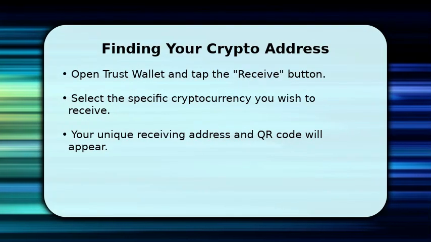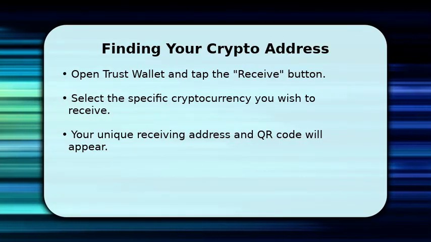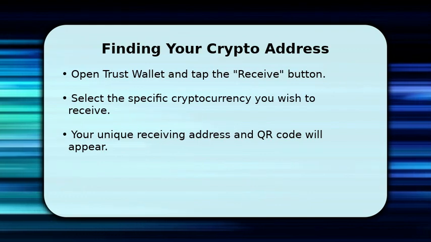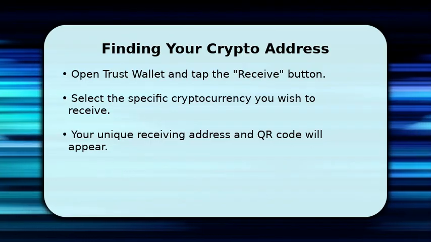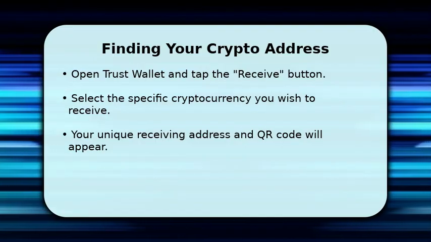To find your address, open the Trust Wallet application on your device. On the main screen, you will see a Receive button. Tap on it. Next, a list of cryptocurrencies will appear. Select the exact coin you want to receive. Your unique receiving address, along with a scannable QR code, will then be clearly displayed.